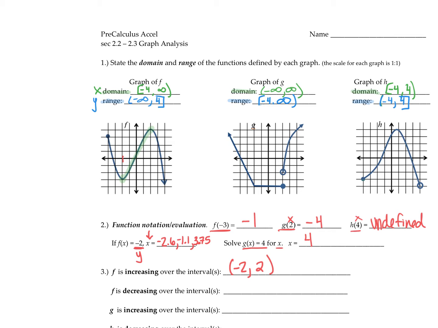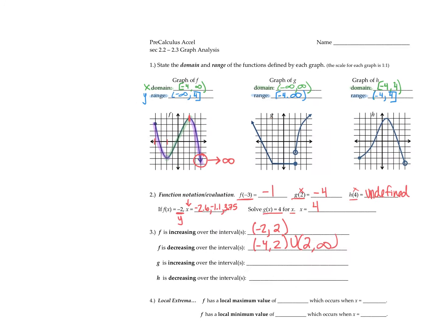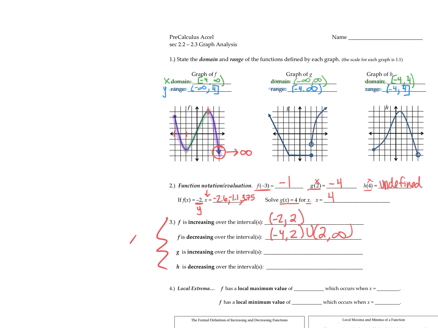For decreasing, it's going to decrease from here to here, and then from here to here. So the first section is going to decrease from -4 to -2, union 2 to infinity. So it starts decreasing again here, and this arrow is pointing down, but it's also pointing to the right, which means it's pointing towards positive infinity for the x. Remember, with intervals of increasing and decreasing, we're always going to use our x values only when we're writing those out.